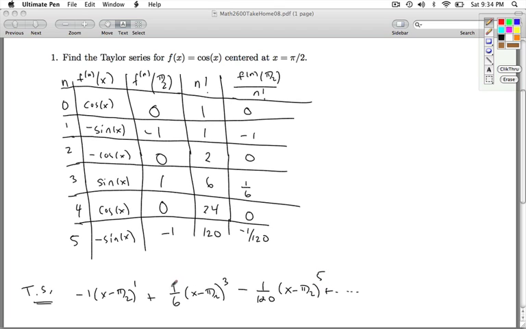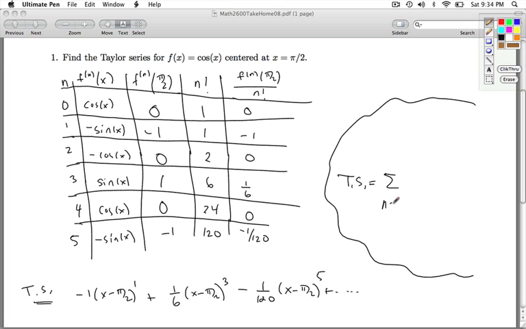So we can pick up the pattern here. All the even powers are going to disappear. We're going to be left with all the odd powers. Moreover, the coefficients are going to be alternating, negative 1 to the n over n factorial. So we could say then for our final answer that the Taylor series is summation.